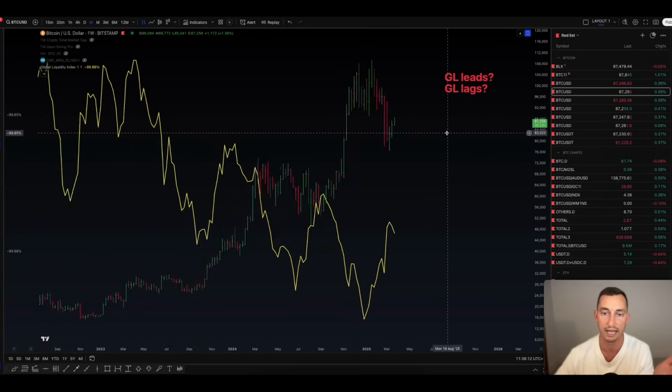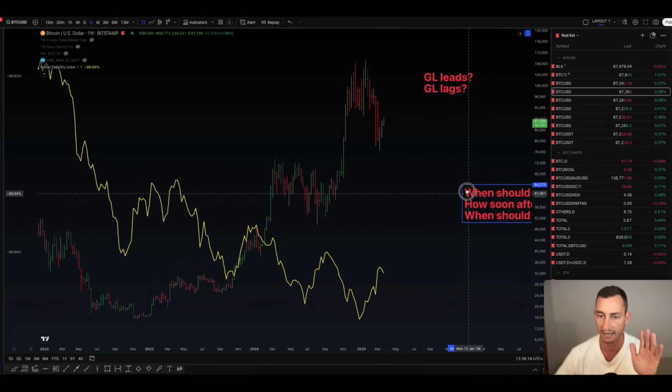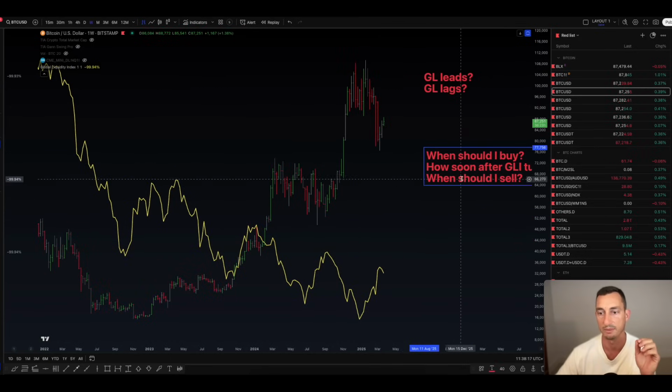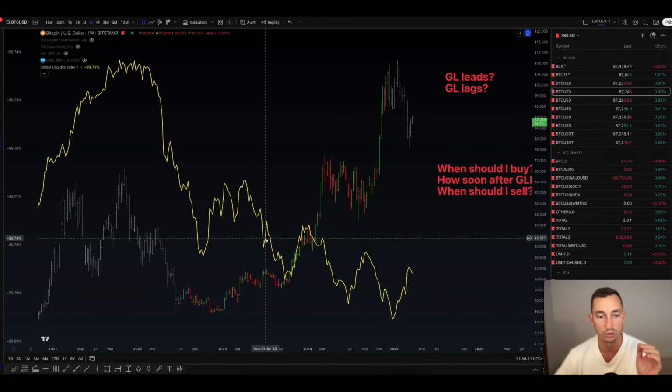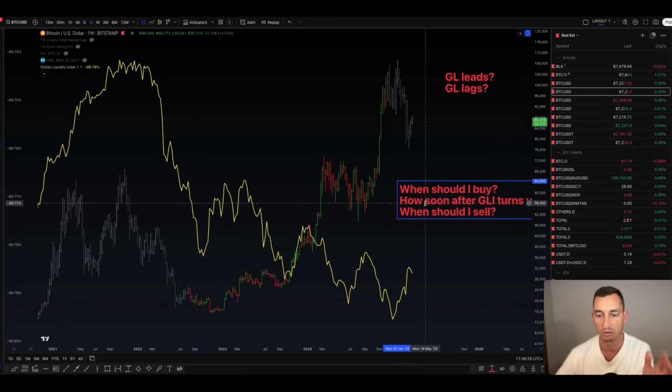So that's the first couple of things there. Is it a leading indicator? Is it a lagging indicator? I'll get into that in more detail. But to address those questions about buying and selling, the thing I think isn't too helpful when it comes to the Global Liquidity Index is that it doesn't address these questions on its own. That's going to have to come down to you, to myself. It's going to come down to the individual investor.